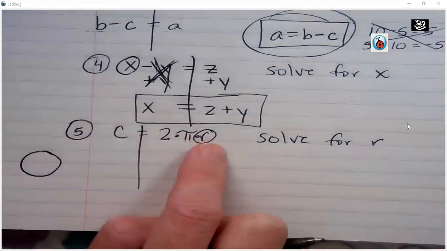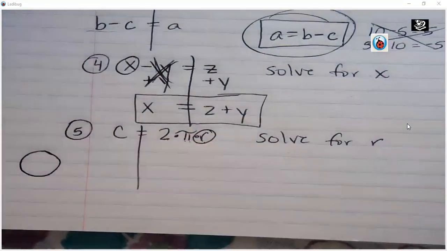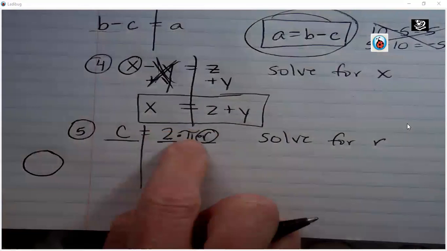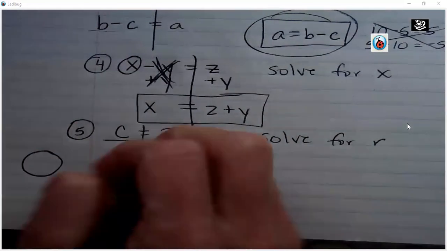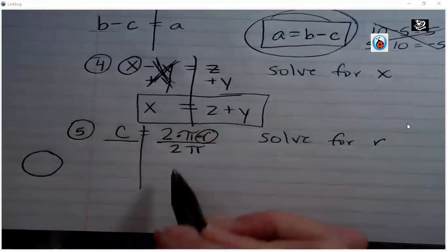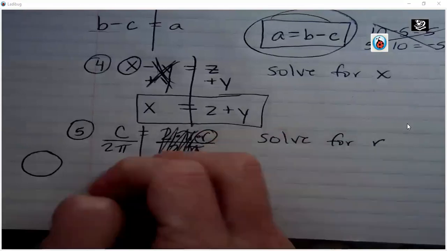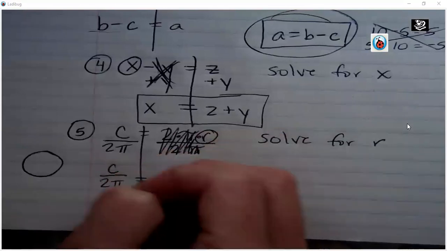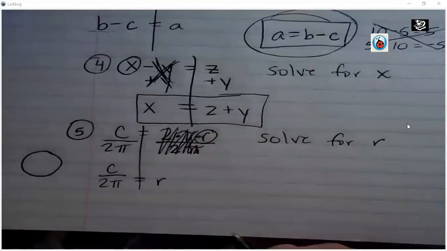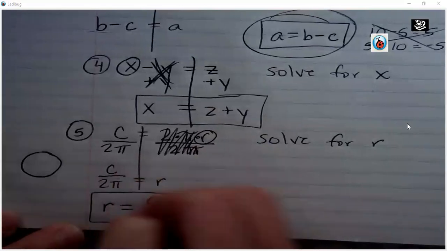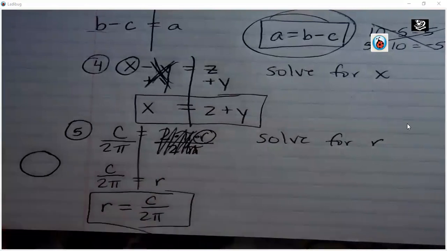Chase, what's the opposite of multiply? Divide. Thank you. So we have to divide. Guys, since they're multiplying at the same time, we can divide at the same time. So we're going to divide 2 and pi at the same time. So all of that cancels out, and you just drop this down. So C over 2 pi equals R. That's your answer. On a multiple choice, they're going to put the R over here. They're going to flip it. That would be your answer.